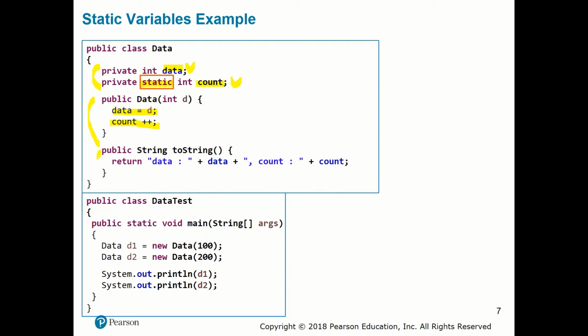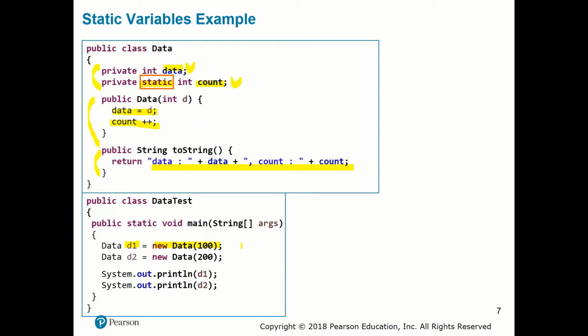And this is the toString method. The toString method just prints out data and count. And here, DataTest will use the Data object. So here at first, object D1 is created. I will show you the diagram of this. So D1 will be printed out.